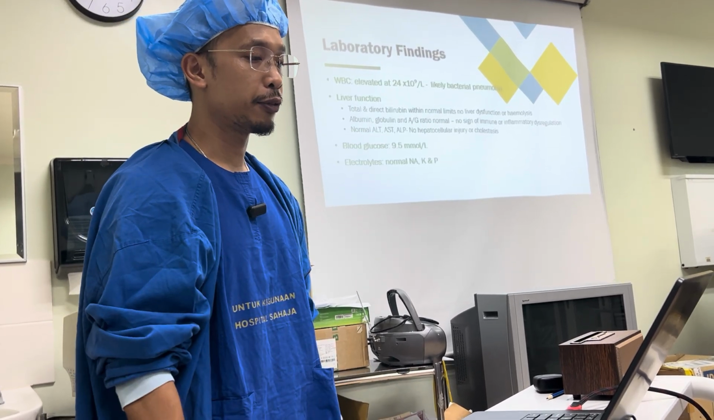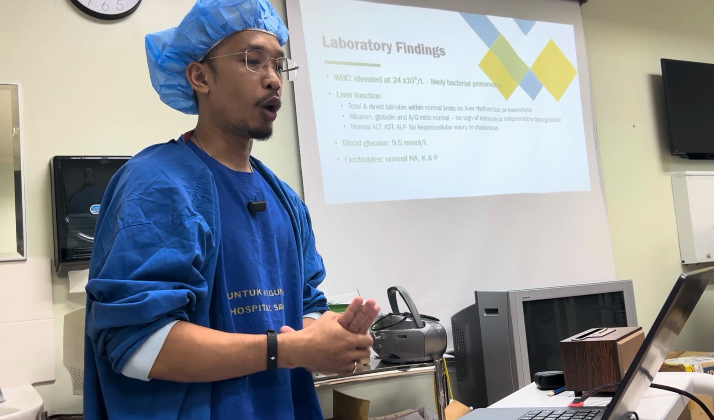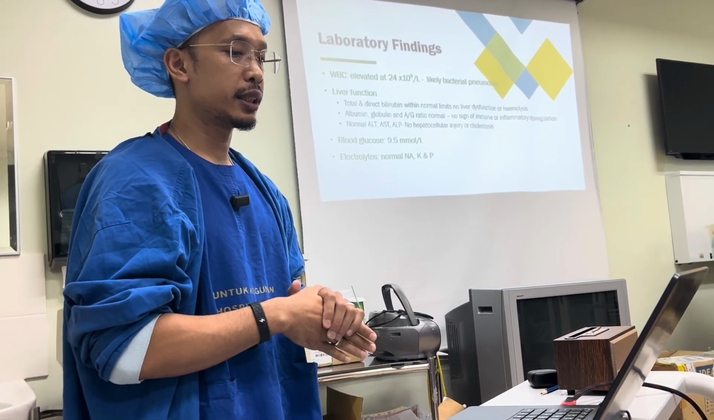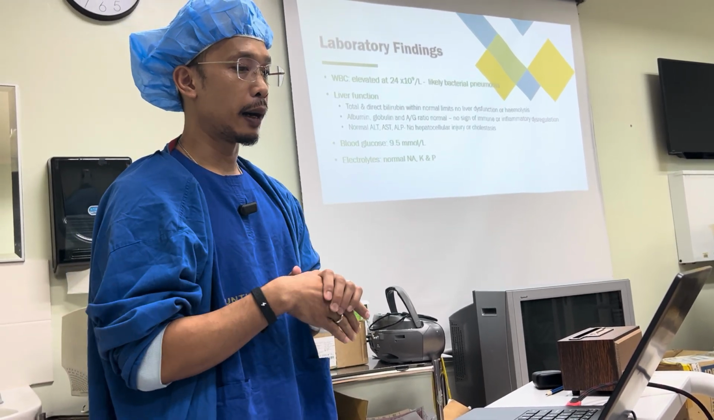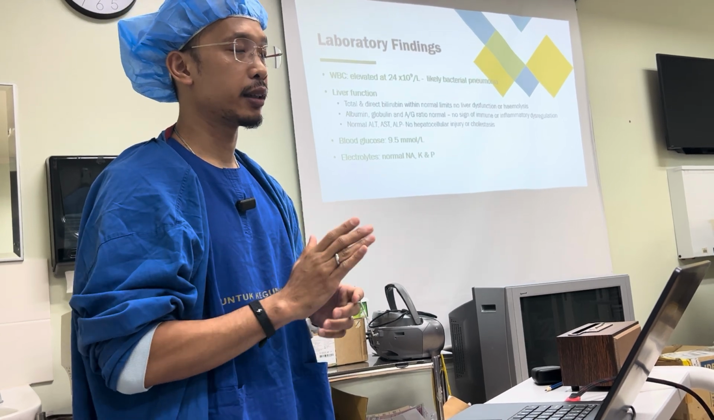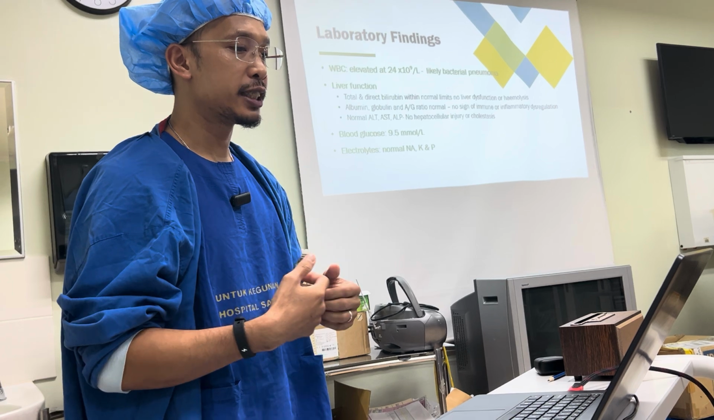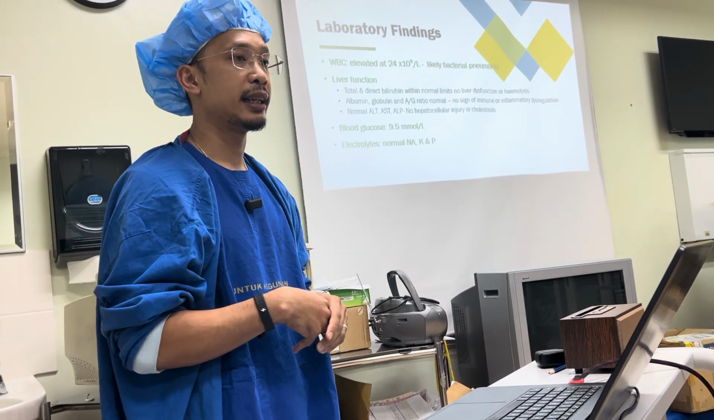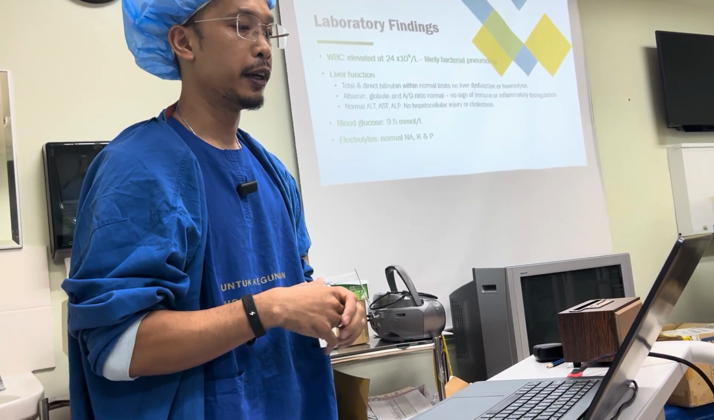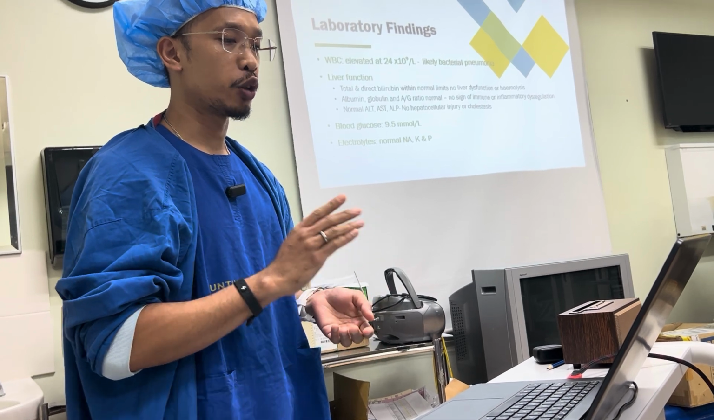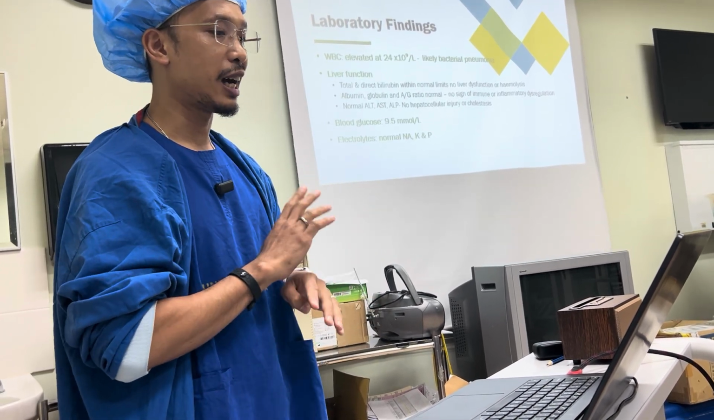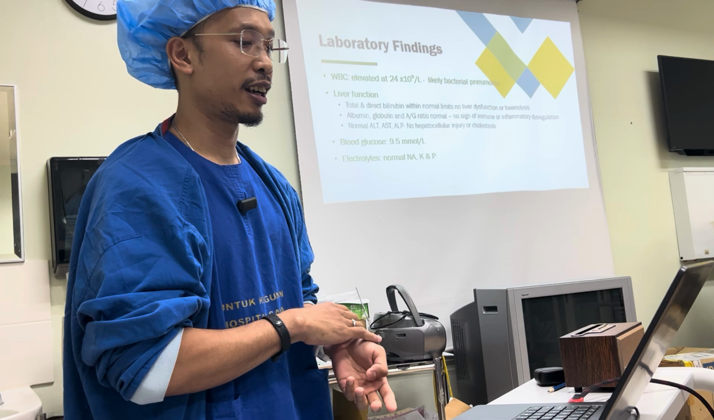So for the laboratory findings, the patient's white blood count is significantly elevated at 24 billion per liter, which strongly indicates an active infection or inflammation. Given the clinical context, this elevation is most likely due to bacterial pneumonia. Further differentiation of neutrophil and lymphocyte count would provide additional clarity.